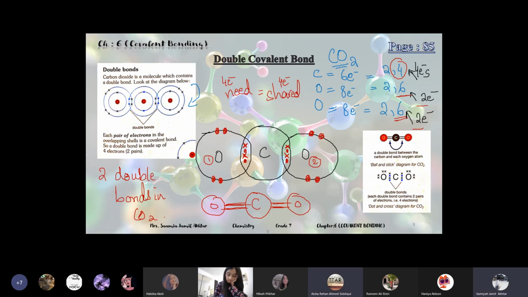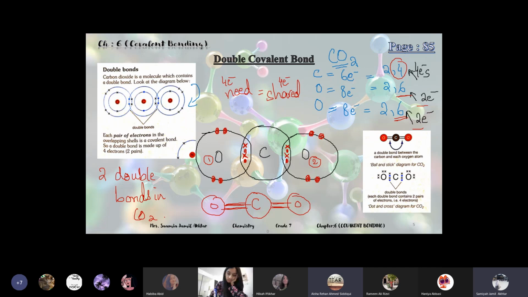It has a linear structure. Linear means straight structure. Carbon dioxide is a molecule which contains a double bond. Look at the diagram below. Each pair of electrons in the overlapping shells is a covalent bond. So each pair of electrons represents a covalent bond.